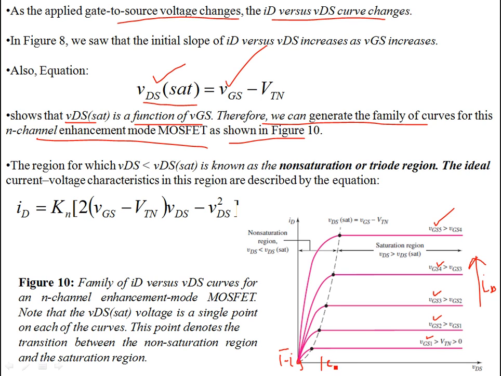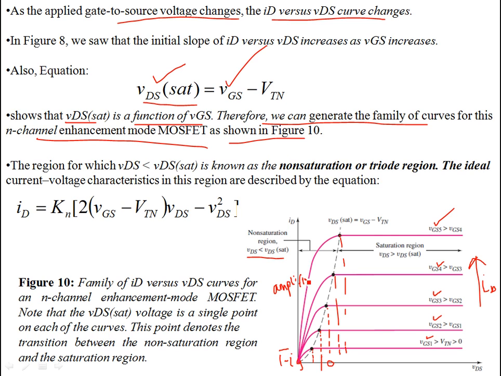So now you have those points for each VGS. You have a cutoff, or call it saturation, VDS saturation. And from this family of curves, you can see that you have the non-saturation region where VDS is less than VDS saturation for the given VGS. So this is where you are going to operate your transistor as an amplifier. Okay, this is where it's operated as an amplifier.